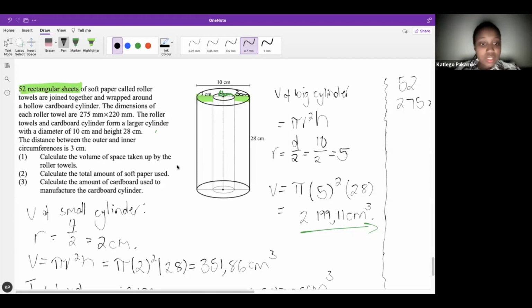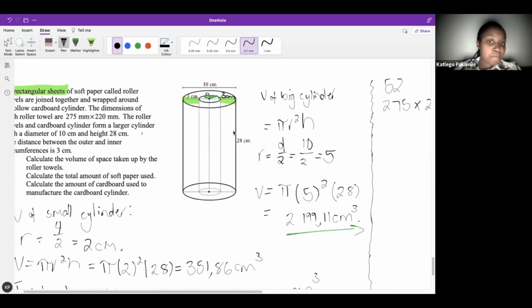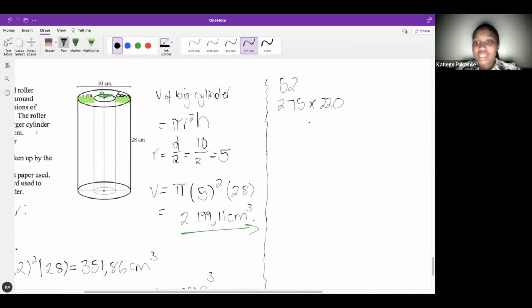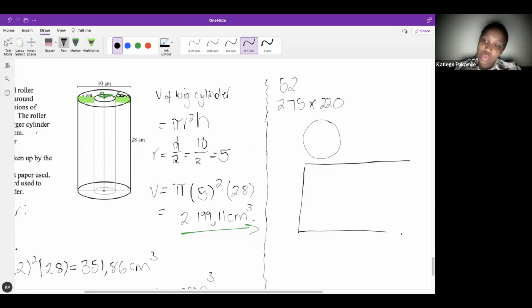How are we going to figure out how much was used in total, guys? Anyone? Someone? Okay, now I have to unfold my cylinder. We have a circle, remember? And then we have like so, like so, like so.